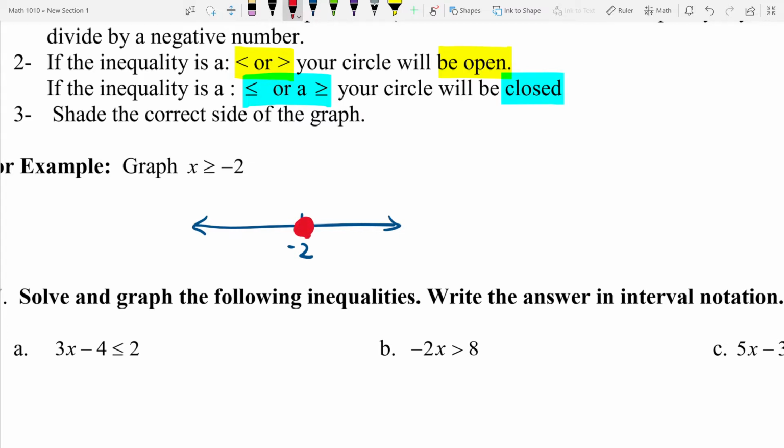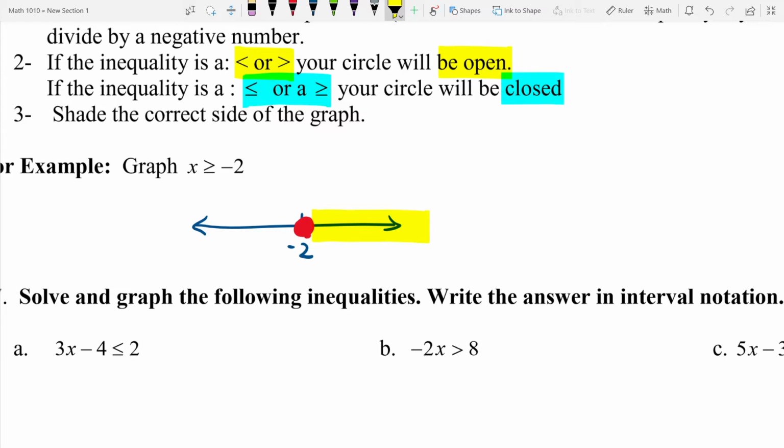So everybody make a very clearly closed circle. Where are the numbers bigger than negative 2? Everybody in the room tell me, is that to the right of the negative 2 or to the left? To the right. So grab your highlighter, highlight the right, and there's your answer.